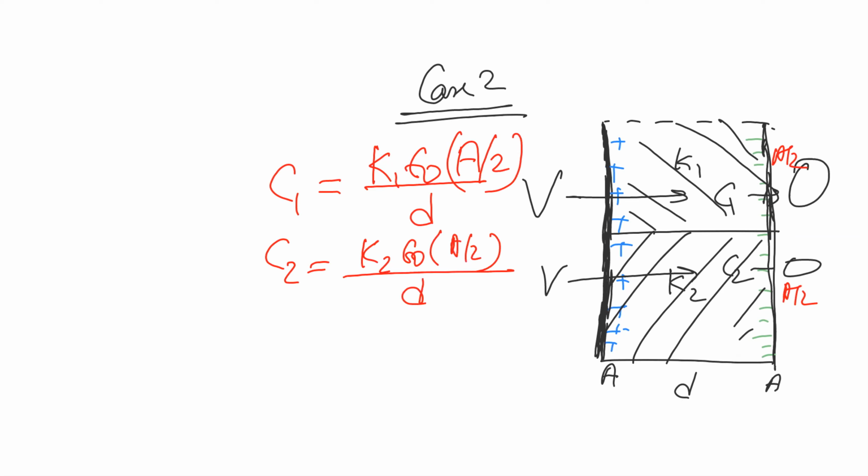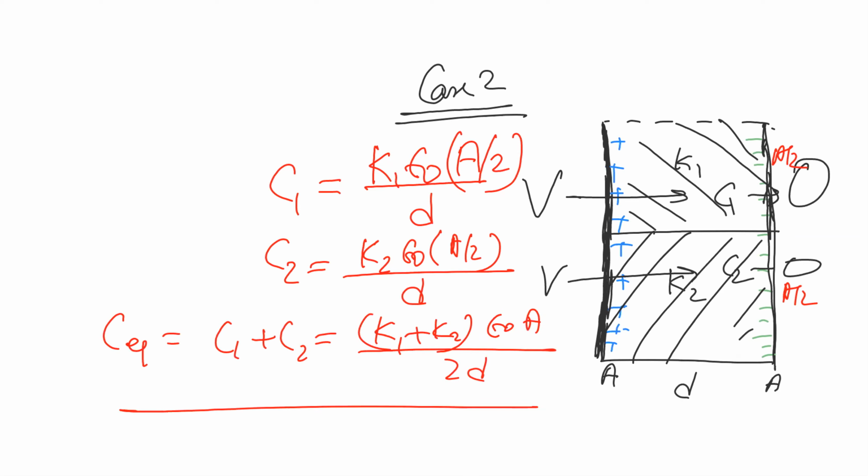They're in which combination? Parallel combination. Parallel combination, what we do in capacitors, directly we'll add them. C1 plus C2, so it will be equal to K1 plus K2 epsilon naught A divided by 2D. So when the capacitor dielectric insertion is like this, half area, equal area, then we have to do like this one.